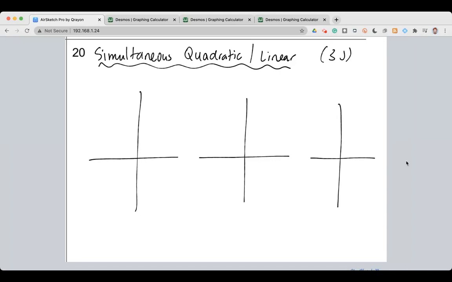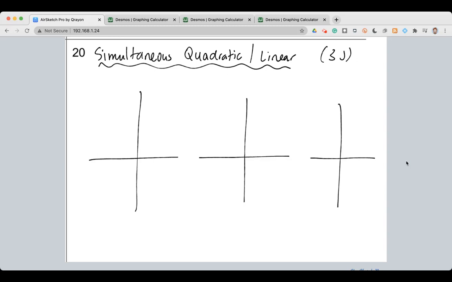Howdy, this is the final video for the week, and it's a look at simultaneous quadratic and linear equations. It's one of those things that creep into the course where it's not part of the official documentation, but you could be examined on it. They creep into the exam, so it's worth having a look at them.